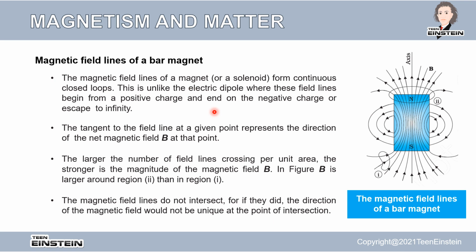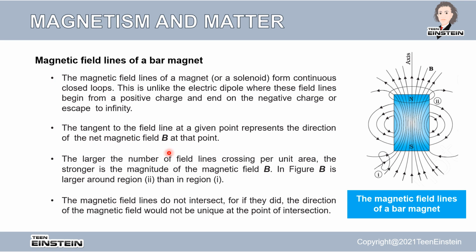So this is unlike the electric dipole where these field lines begin from a positive charge and end on the negative charge or escape to infinity if you have a single charge. But in the case of magnetic field lines, they do not start from one point and end at another point. They always form continuous closed loops, like the one shown here. The loops close inside the material, but if you have an electric dipole, the field lines start from one point and end at another point.